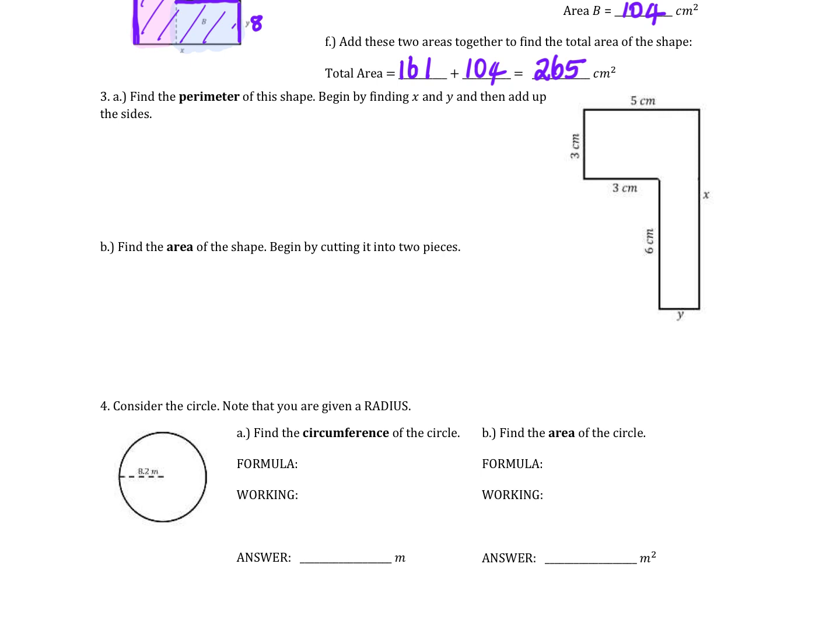So it says find the perimeter of this shape. We've got a new shape here. Begin by finding x and y and then add up the sides. Well, how am I going to find x? How will I find x? Well, x is going to be that bit there plus that bit there. So it's going to be 3 and 6, which is 9.